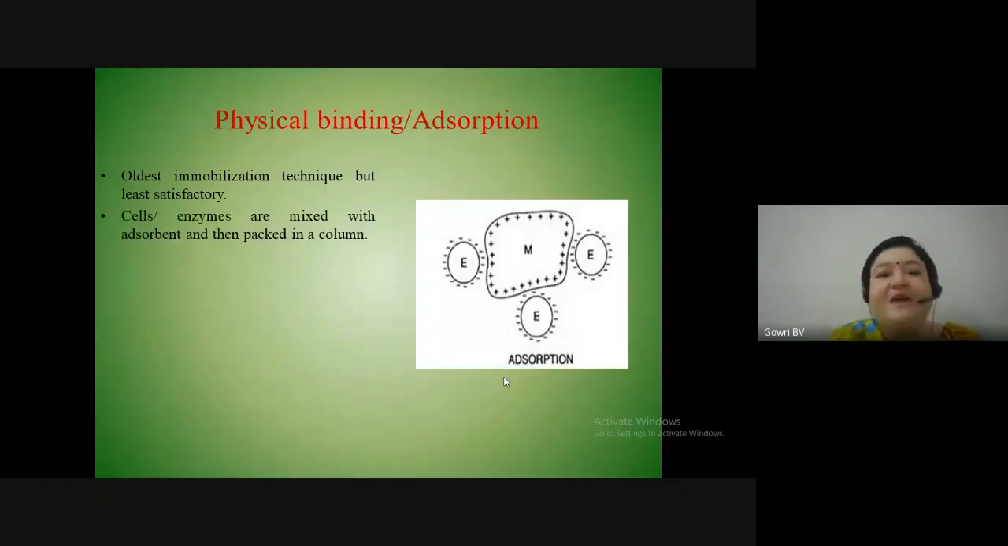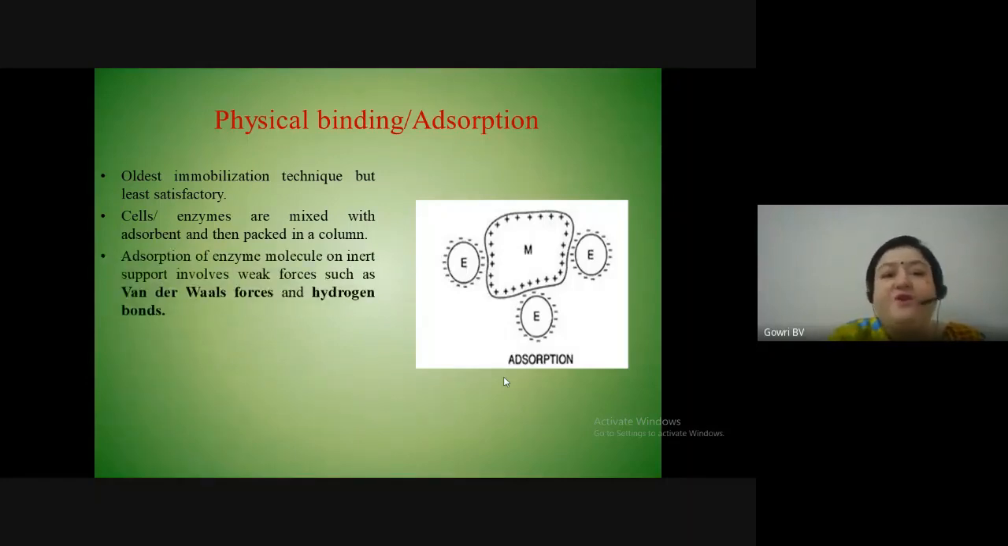Cells or enzymes are mixed with an adsorbent. The M column is called the adsorbent. So the adsorbent is mixed and then packed in a column. Adsorption of an enzyme molecule on an inert support involves weak forces such as van der Waals forces and hydrogen bonding.